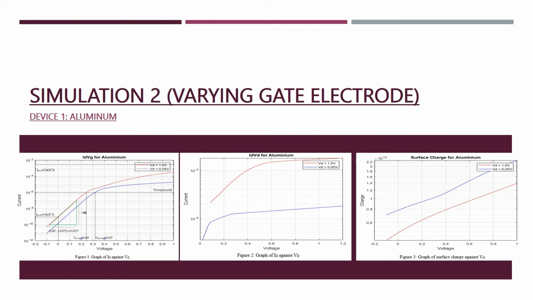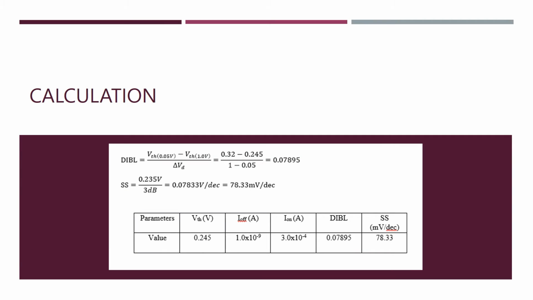For the graphs of the first device, which is aluminium, to calculate the DIBL, we will use the formula VTH for the first VD, which is 0.05, minus VTH for the second VD, which is 1 volt, divided by delta VD, and we will get the answer equal to 0.07895. And for the SS, the calculation is VTH over 3 decibel. So the VTH is 0.235 divided by 3 decibel, and we will get the answer equal to 78.33 millivolt per decade.